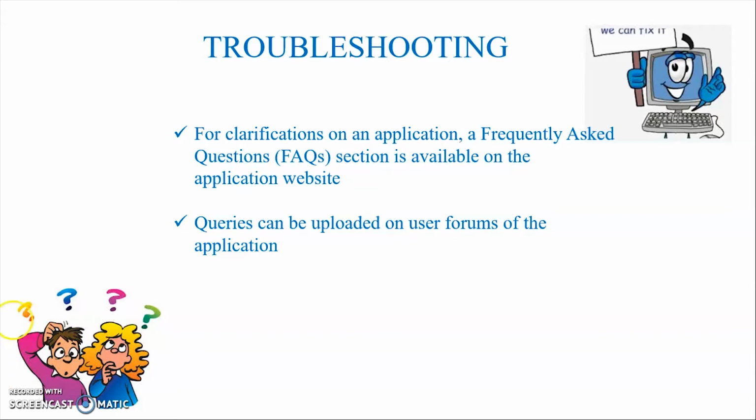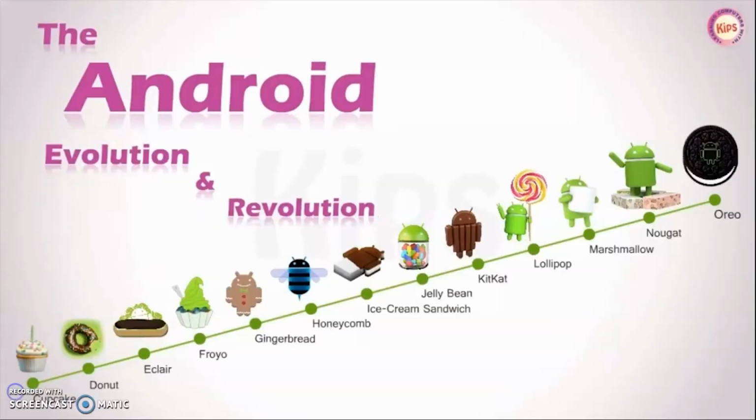Now we are going to see about an open source operating system, which is Android. Android is an open source operating system, and we are going to see the evolution of Android: how it started and what versions are available till now. As I told you, Android is an open source operating system developed for touchscreen mobile devices.